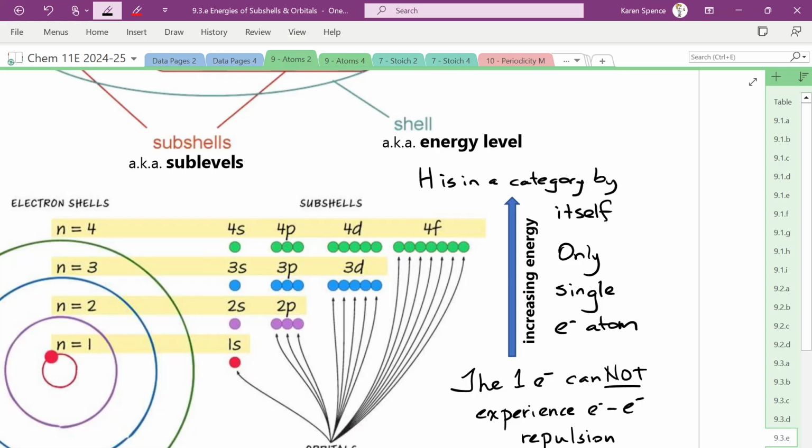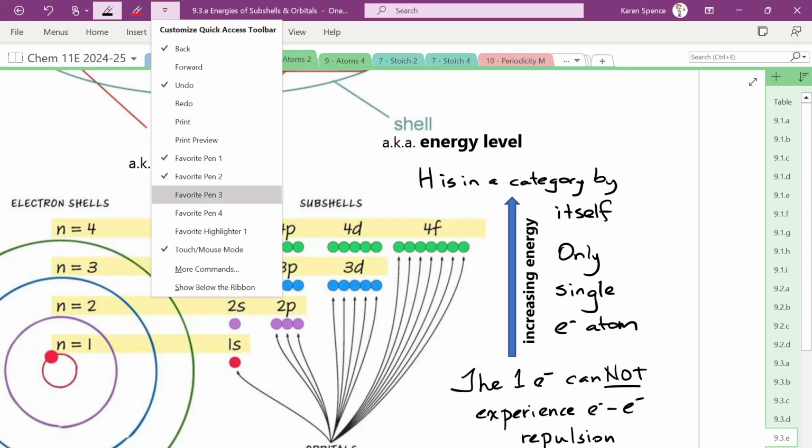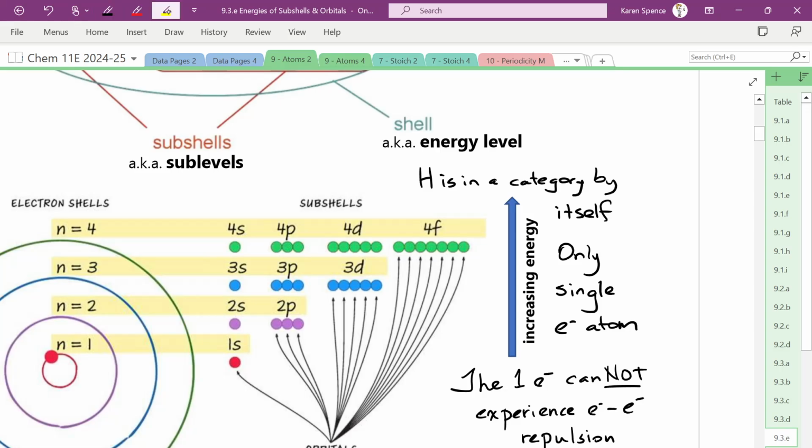And this has a consequence that makes hydrogen different from everybody else on the periodic table. If we look at all our energy levels in terms of the amount of energy in each of them, everything in energy level 4, the 4s subshell, the 4p subshell, the 4d, the 4f, all those subshells have the same energy. And the reason they have the same energy is because there is no electron-electron repulsion.